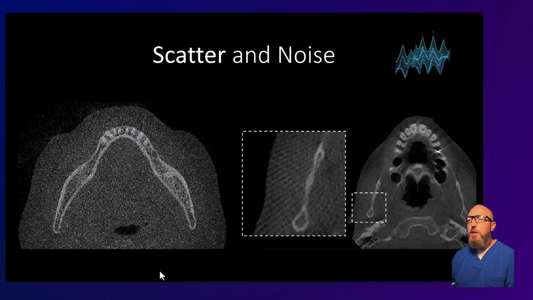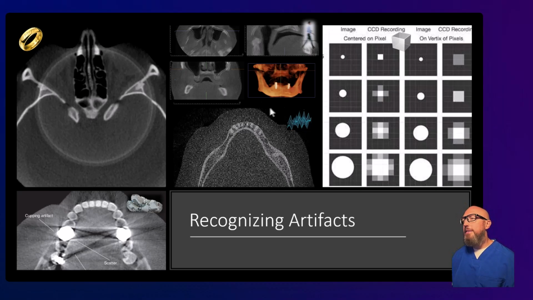So scatter shows up as this graininess in the image. We call it sometimes quantum noise. The lower dose means more noise. So you're always thinking about the signal to noise ratio. Higher dose means less noise, but more radiation to the patient. So again, a trade-off at the heart of CBCT optimization. You always want to use the lowest dose that still gives you a diagnostic image for the purpose that you're taking the scan. All right, so do be able to recognize these different artifacts.